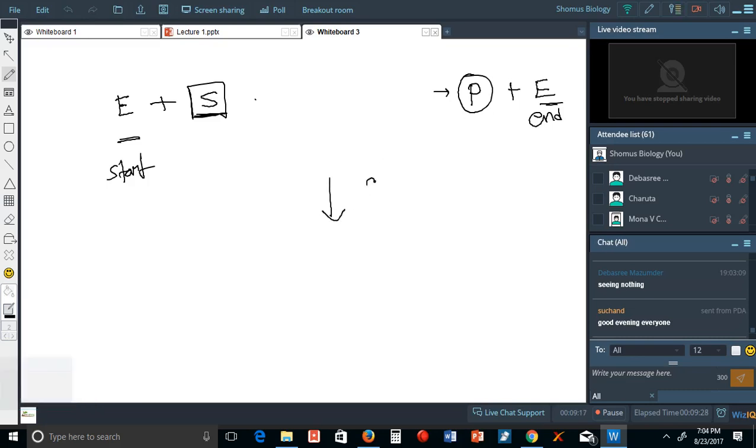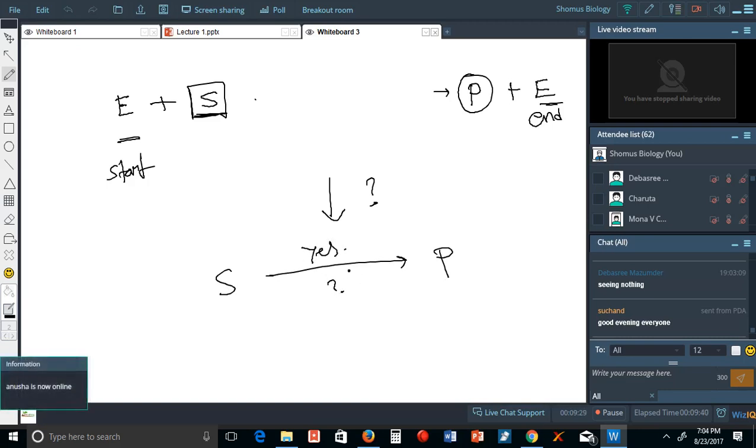Now the question is, if we don't put the enzyme, if we just put the substrate, and again the goal is to produce the product, can it be achieved? The answer is yes, it can be achieved. But for any chemical reaction to occur, what we need is to cross the boundary of an energy barrier.